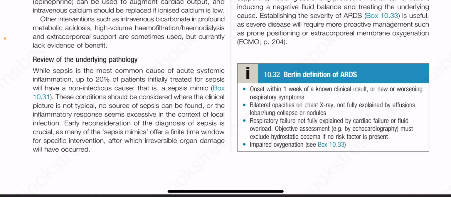Now, the box shows the Berlin definition of ARDS. Onset within 1 week of a known clinical insult or new or worsening respiratory symptoms. Bilateral opacities on chest X-ray not fully explained by effusions, lobar or lung collapse or nodules. Respiratory failure not fully explained by cardiac failure or fluid overload. Objective assessment, for example by echocardiography, must exclude hydrostatic edema if no risk factor is present. Impaired oxygenation.